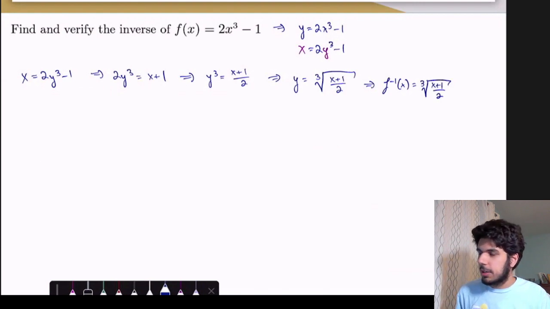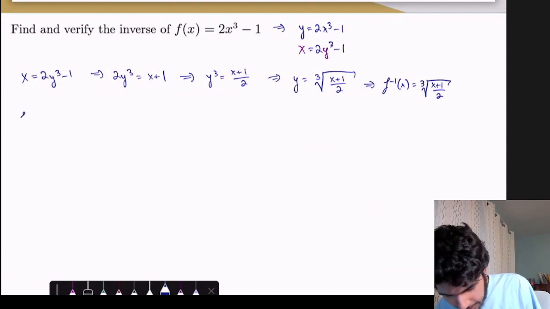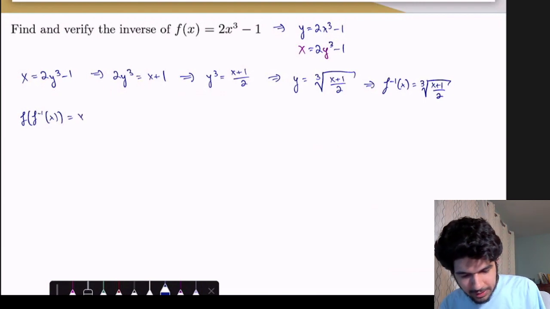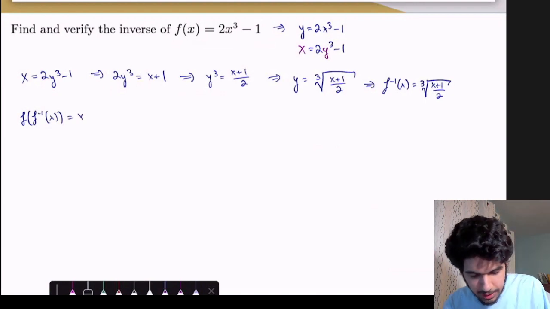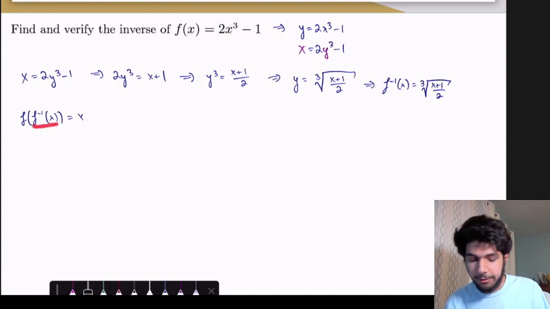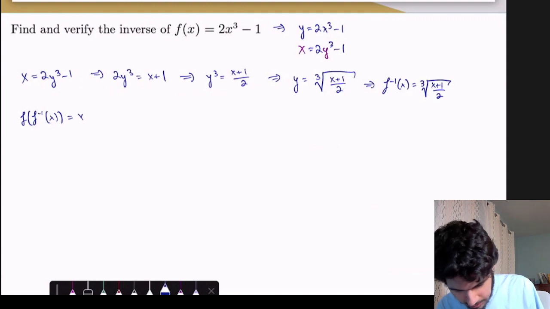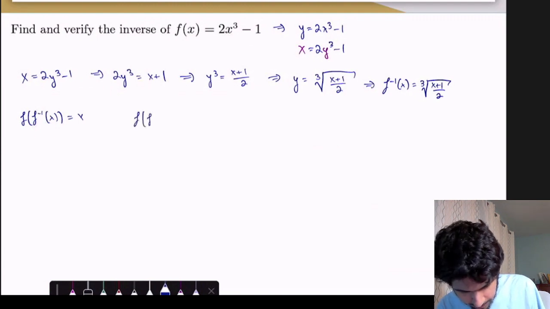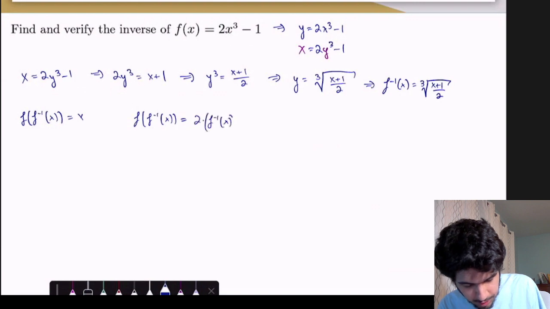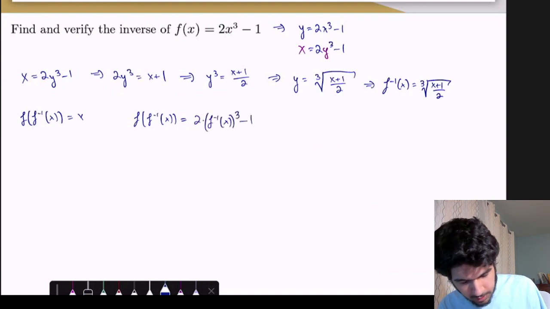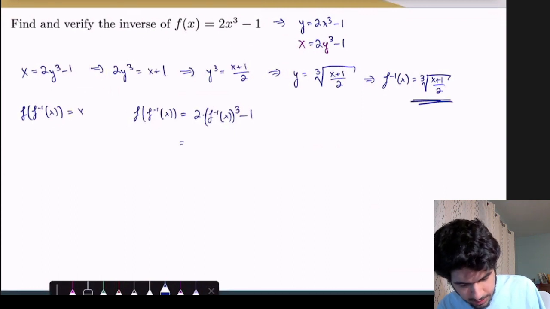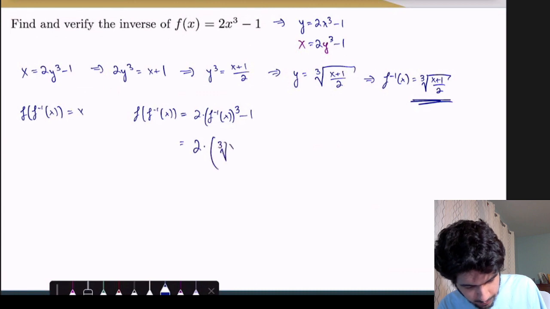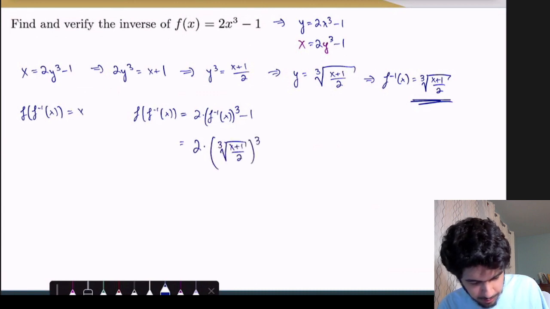So now we have to check to make sure that we are indeed correct. We have to verify that f of f inverse of x equals x. So that means we have this equation up here, f of x, but now wherever we see an x, we have to replace it with f inverse of x. So f of f inverse of x is equal to 2 times f inverse of x cubed minus 1. And then we have f inverse of x over here. So this would be 2 times the cube root of (x plus 1) over 2, cubed, minus 1.